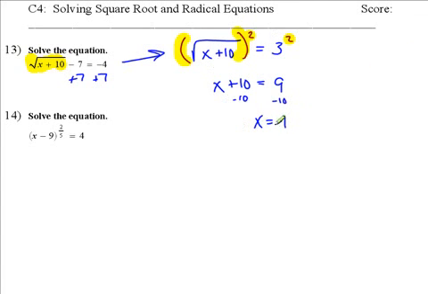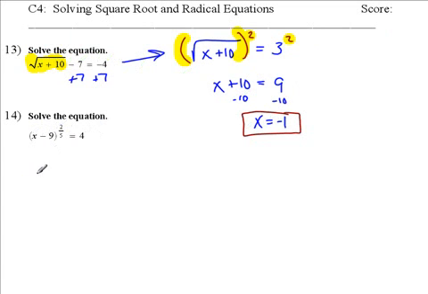So let's just check this one mentally. I think we can do this one in our head. -1 plus 10 is 9. The root of that is 3. 3 minus 7 is -4. Therefore, this answer has to be right. It can't be wrong. Let's move on to number 14 here.